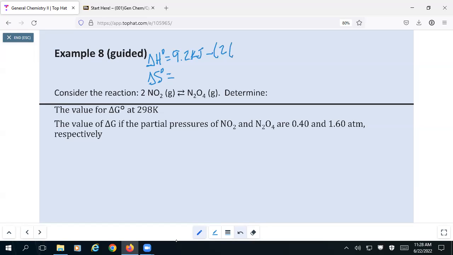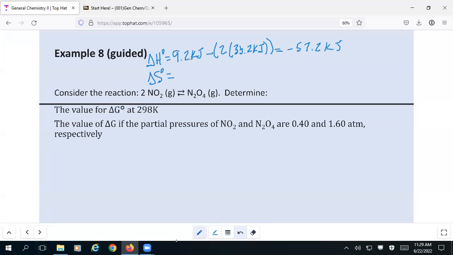And nitrogen dioxide, NO2 gas, is 33.2. So delta H is equal to 9.2 minus 2 times 33.2, which would give us negative 57.2 kilojoules.